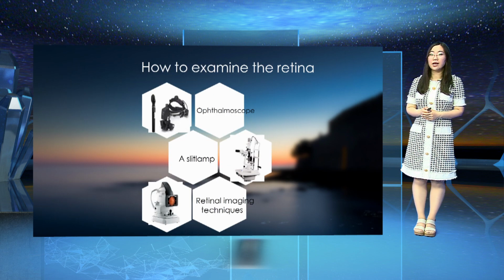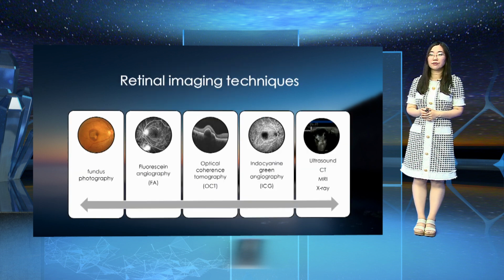The retina can be examined with a direct or indirect ophthalmoscope or with a slit lamp and contact or handheld biomicroscopy lens. This allows identification of the type, level, and extent of retinal disease. Retinal imaging techniques are useful adjuncts to clinical examination, enabling identification of anatomical, vascular, and functional abnormalities.